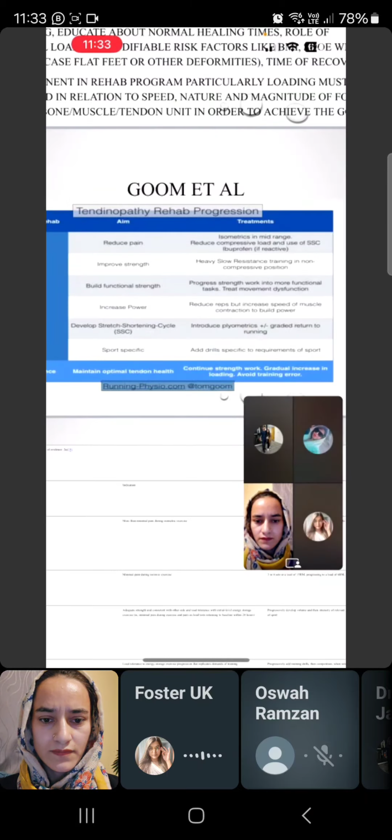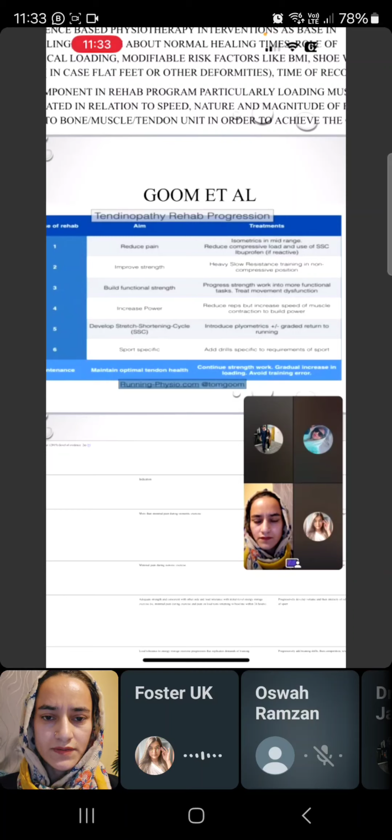Right. So isometrics first in the middle range, as we have discussed. The second will be improving the strength. So now we'll start increasing the gradual load. Heavy, slow resistance training, non-compressive position. I thought I'll show you in the end when we've discussed. Then this will all make more sense. These tables will make more sense when we discuss it.